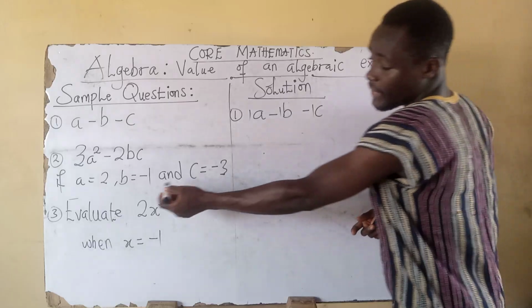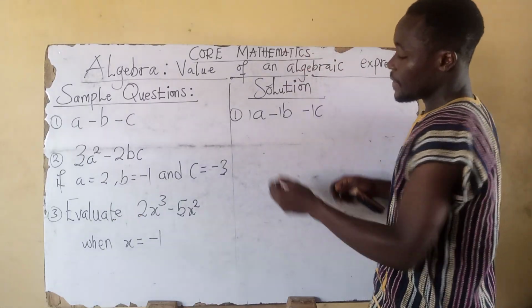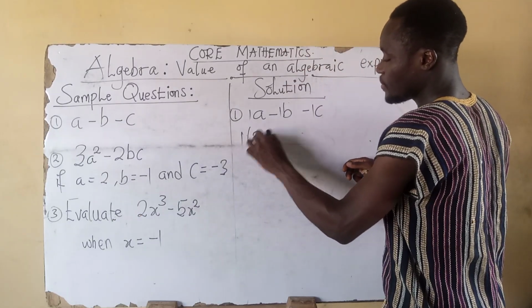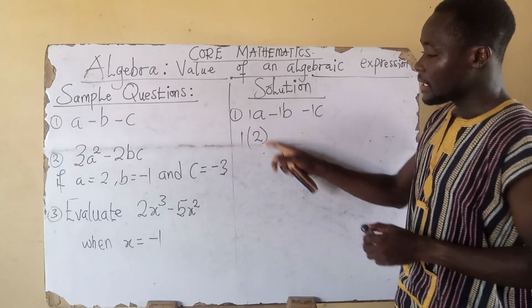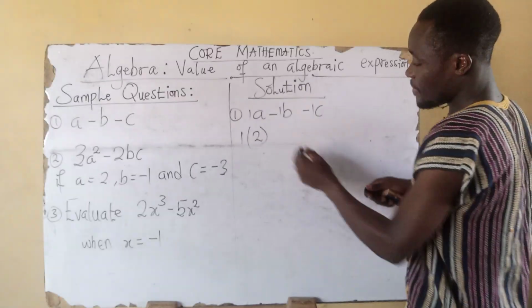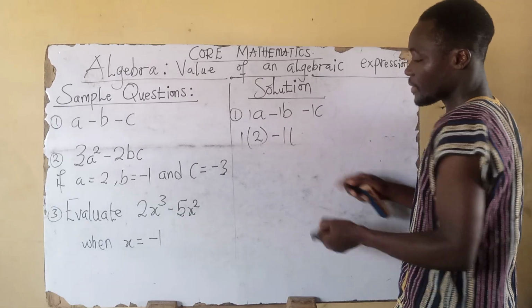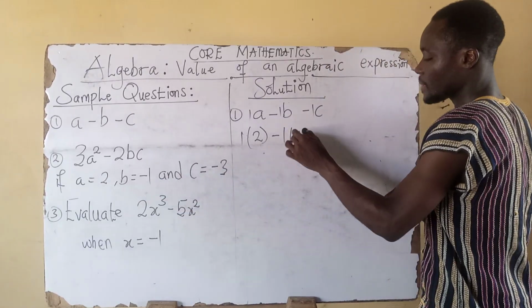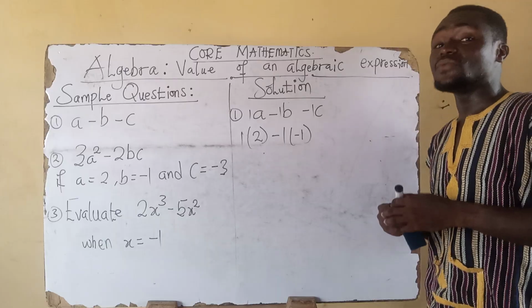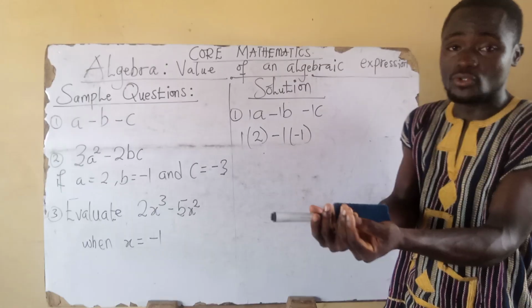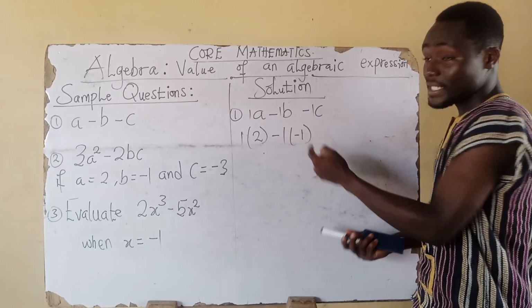So substituting the value of a in there, I will have 1 in a bracket +2, indicating that the value of a is 2, minus 1 in a bracket. B now is -1, so -1. I am substituting. That is why I've opened the bracket to indicate that the value of b is -1.